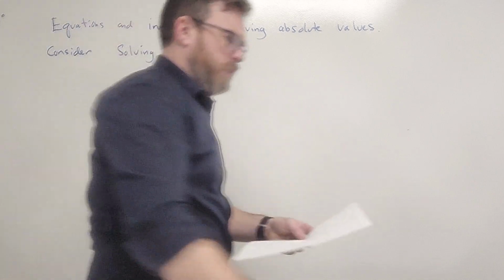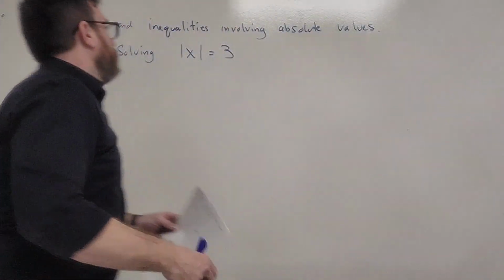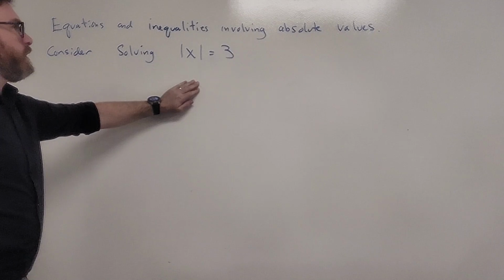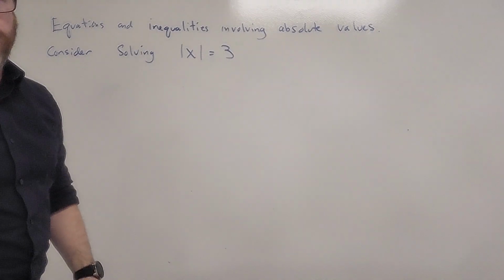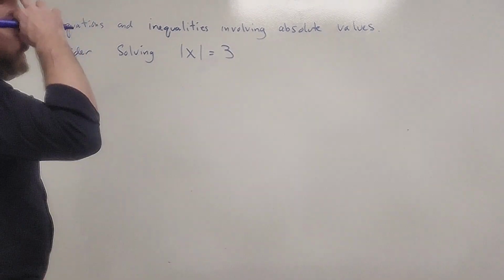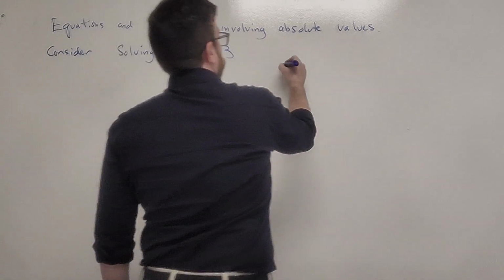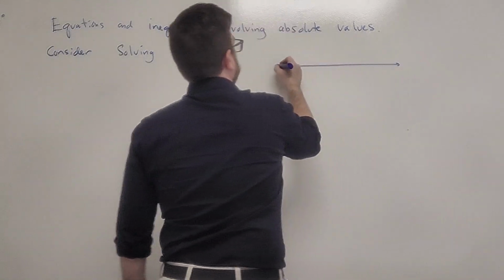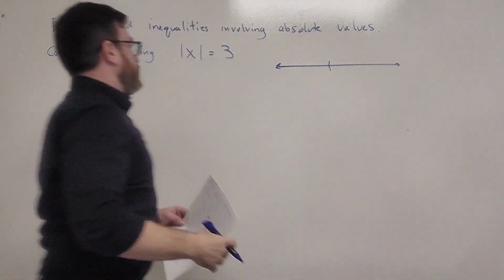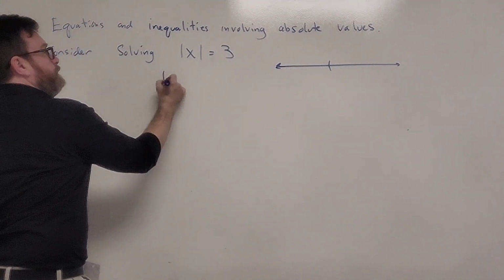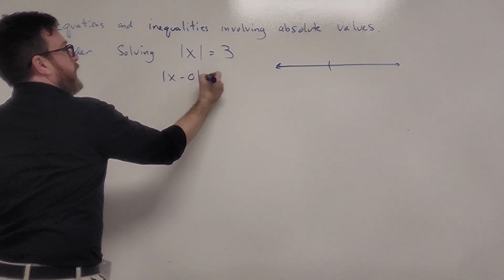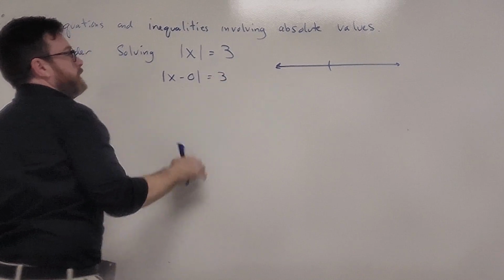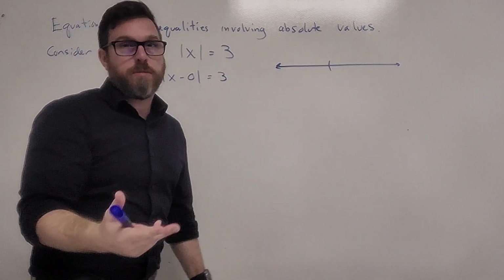So, equations and inequalities involving absolute value. What I'm going to do is consider solving the absolute value of x is equal to 3 and show you what that actually means. If you're looking at a number line, what this is really asking is how far x and 0 are from 3. So this is really the distance between x and 0.